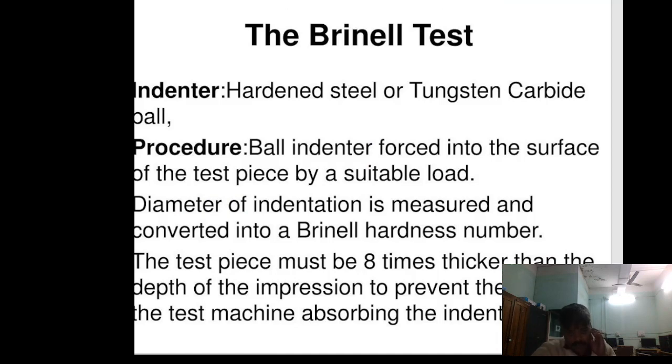The Brinell test: indenter is a hardened steel or tungsten carbide ball. Procedure: the ball indenter is forced into the surface of the test piece by a suitable load. Diameter of indentation is measured and converted into a Brinell hardness number. The test piece must be 8 times thicker than the depth of the impression to prevent the table of the test machine absorbing the indenting force.